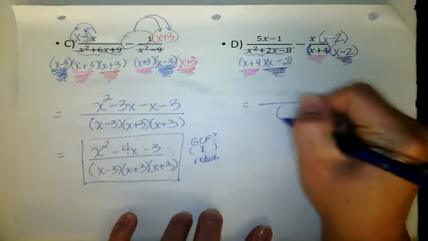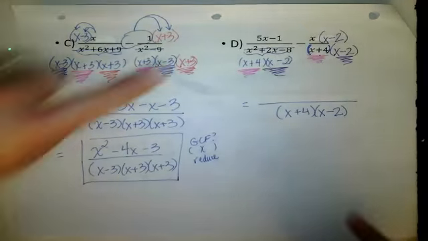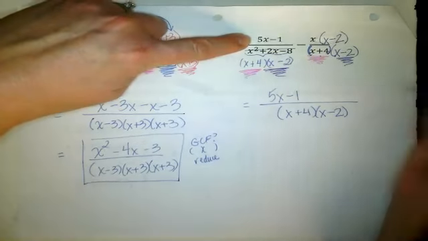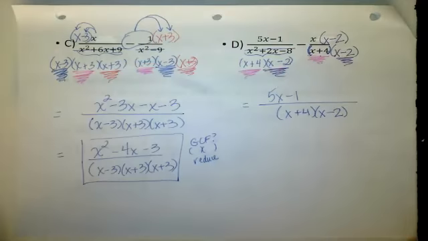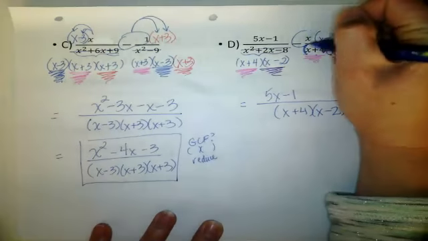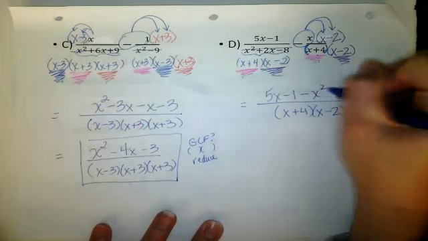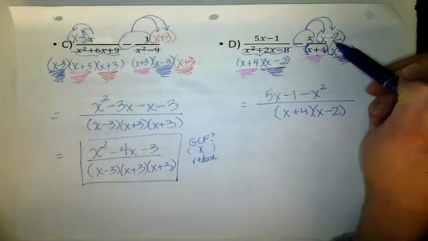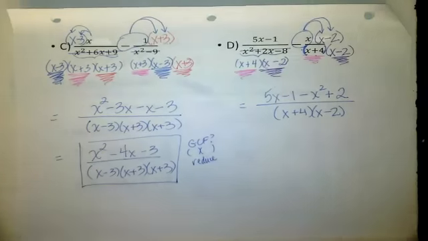Now that our denominator matches, I can write a single denominator, the single common denominator. And my numerator is going to be made up of 5x minus 1. What do I have to do with this negative? Okay. Negative x. Yes, we're going to distribute the negative x. So negative x times x is negative x squared. Negative x times negative 2 is positive 2x.